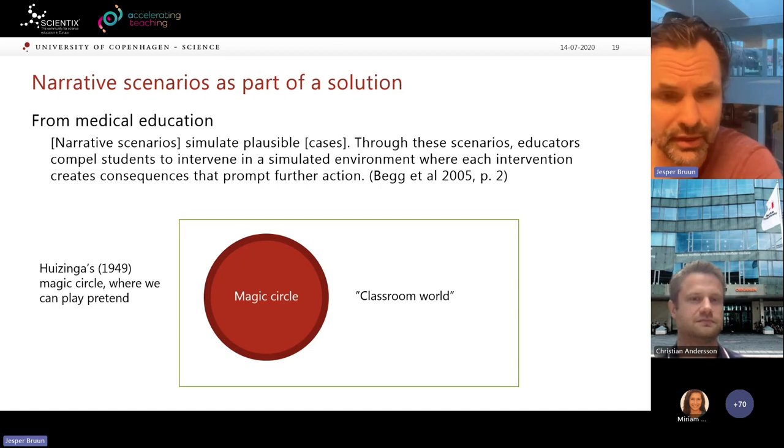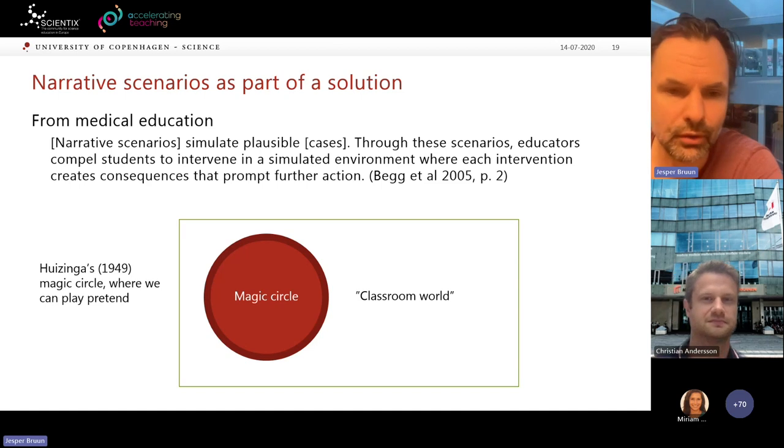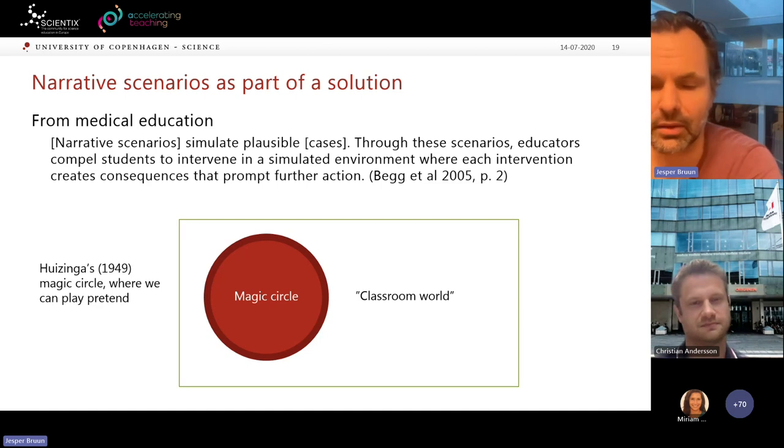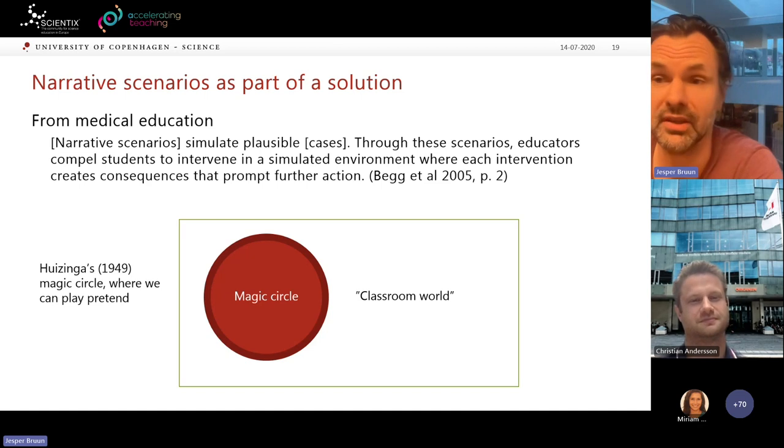There is a researcher, and this is quite old, but it's still good, Huizinga, who had the idea of a magic circle. Basically we live in a world, but then we can sometimes enter, and that's what children do when they play, a magic circle where the rules are different. We are in a classroom world usually, and that's where we can fear stuff. So our plan was to lure the students into the magic circle where it's okay to say things that are ridiculous or even wrong.